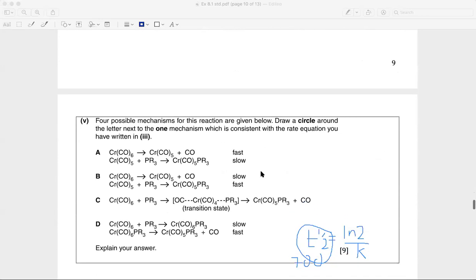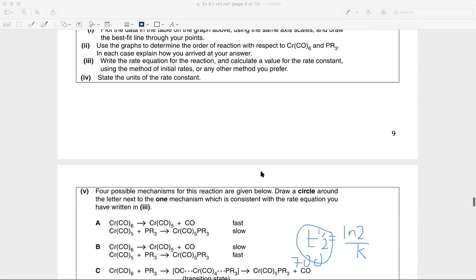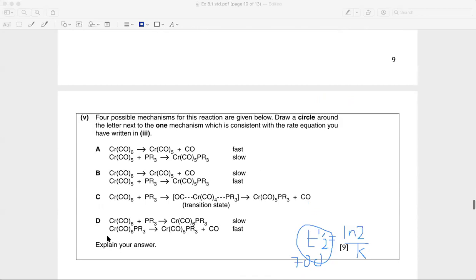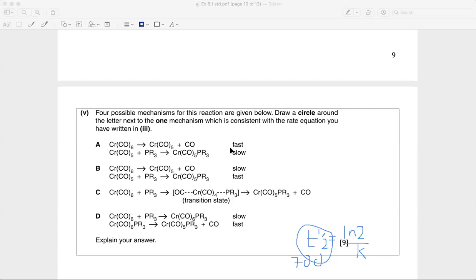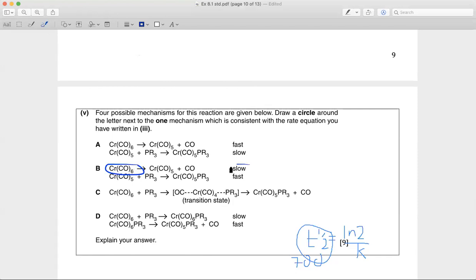Which one is that? A, B, C, D. Chromium CO6. Don't get confused with chromium CO5. We are looking at chromium CO6 that is in the slow, rate determining step. A, B, C, or D? B. Yes, the answer is B. If you look at B, CrCO6 is the only one in the slow step. So the answer is B.